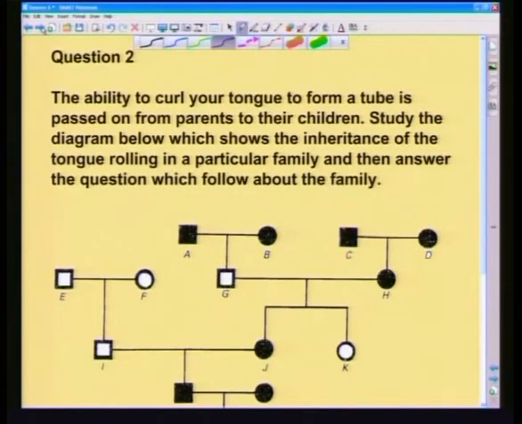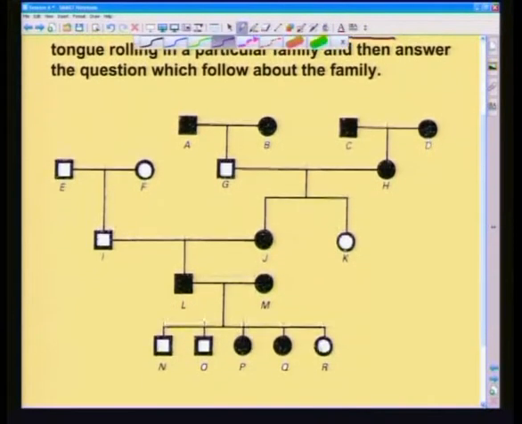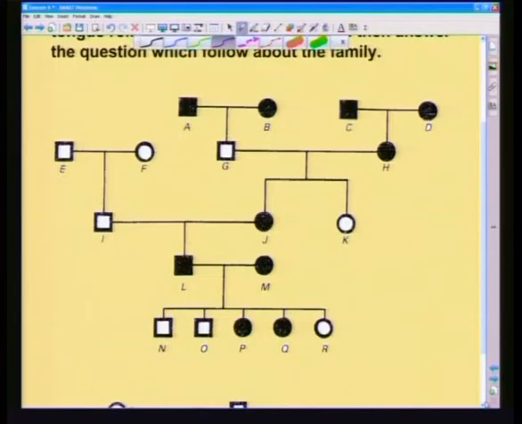I need to make sure that you understand this and that you really, really know this. It's the ability to curl your tongue, I told you just now, to form a tube that is passed from parents to their children. Okay, so we're talking about tongue rolling. Study the diagram below, which shows the inheritance of tongue rolling in a particular family, and then answer the questions that follow. So let's have a look. This diagram here is called a pedigree chart.